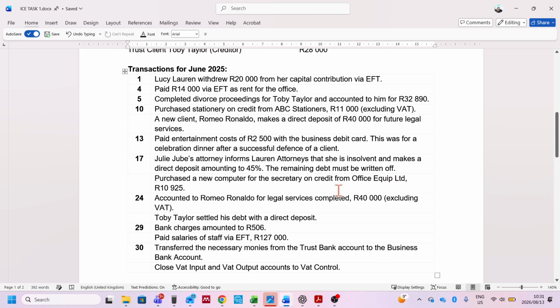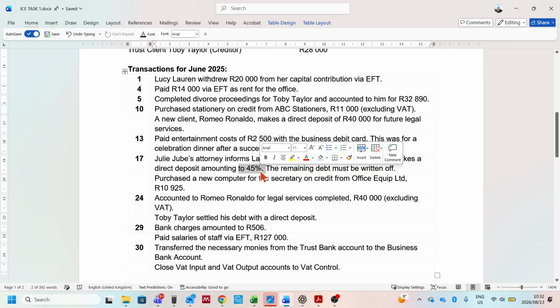On the 17th, Julie Ju's attorney informs Lauren's attorney that she is insolvent and makes a direct deposit amounting to 45%. The remaining debt must be written off. Is it written the same on your workbook? So I think I made this one easier for you guys when I uploaded it as an ICE task. I'm saying it was included as 45% in the ICE task, but in the workbook, it's saying that she makes 45 cents in the rand, which is 45% of the total amount that she owes you. So that's what it means.